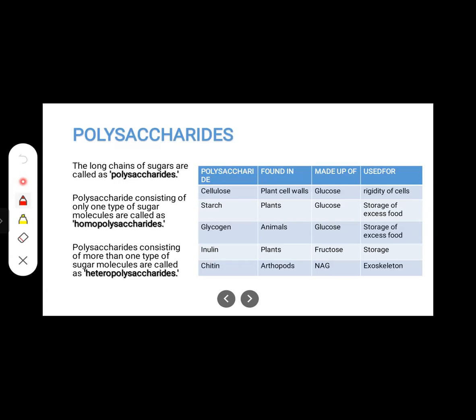Okay, so if you talk about cellulose, it is usually present in the plant cell walls. So why do the plant cell walls have cellulose? It maintains the rigidity of the cells. And coming to starch, starch is made up of glucose. So what is the nature of starch? It stores the food material.